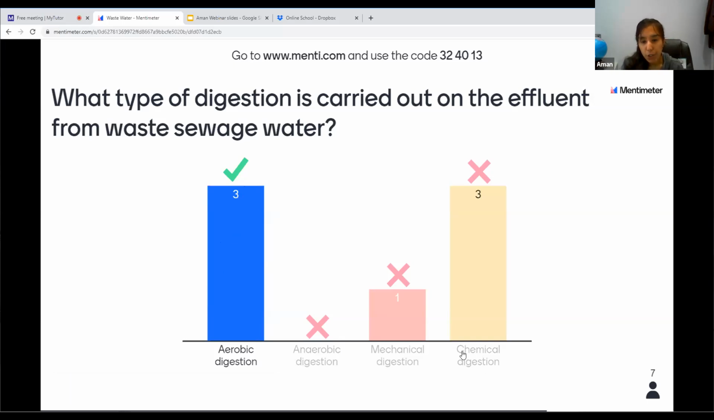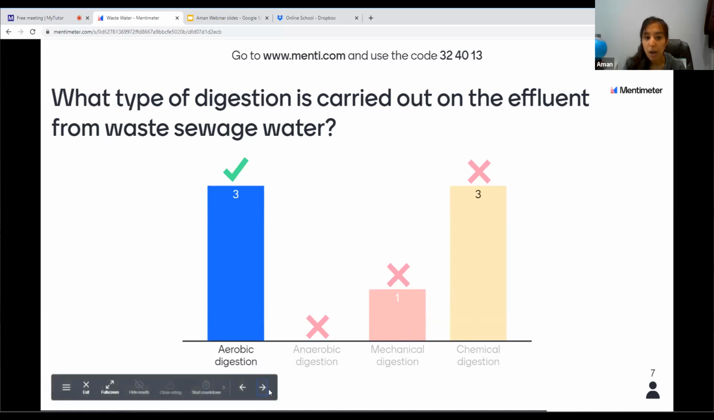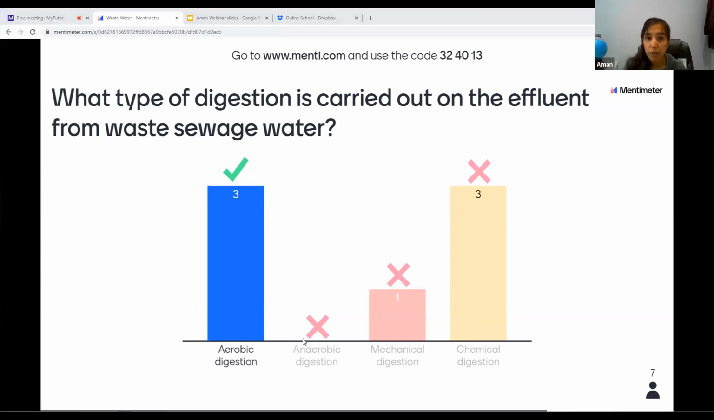Mechanical and chemical digestion relate to human digestion. If you're doing biology, I'm not sure if it's still in the syllabus, but it used to be where you look at the process of digestion. Mechanical digestion relates to what we do with our teeth, so chewing, that's mechanical digestion. Chemical digestion occurs using enzymes, so we're thinking about protease enzymes, lipase enzymes, all of these enzymes that break down the food that we eat. So mechanical and chemical is related to biological digestion. Aerobic is related to sewage by bacteria. So digestion carried out by bacteria on the effluent is aerobic, anaerobic on the sludge.